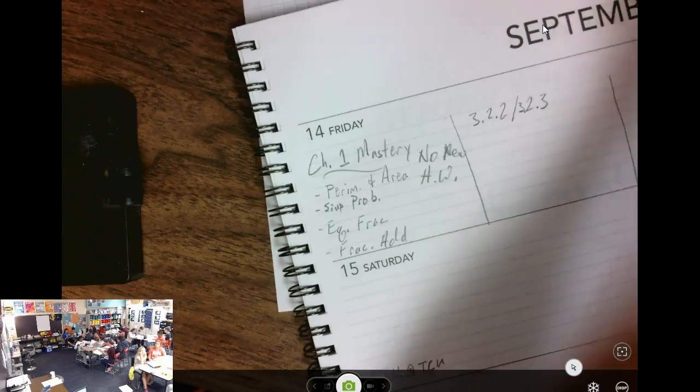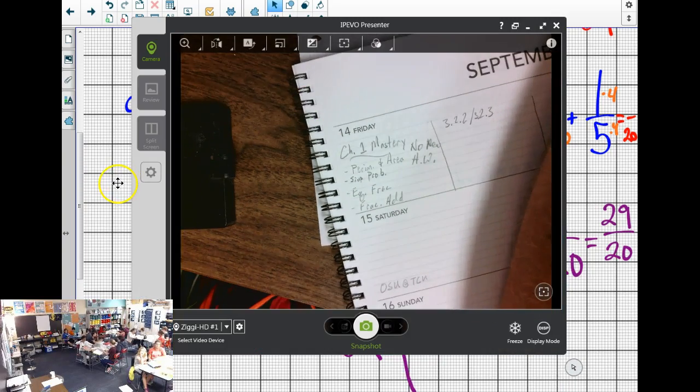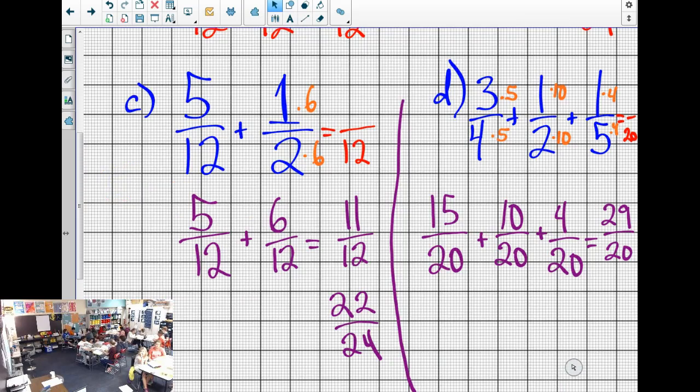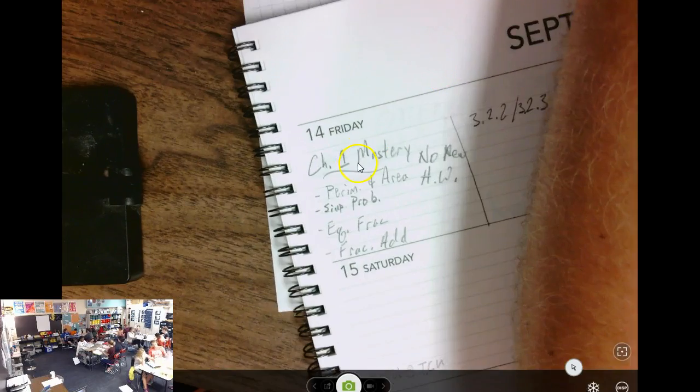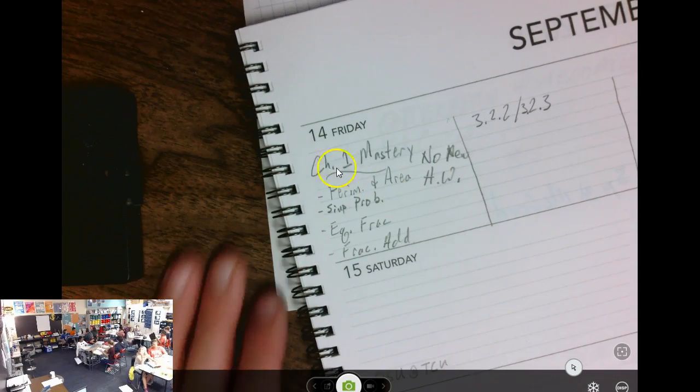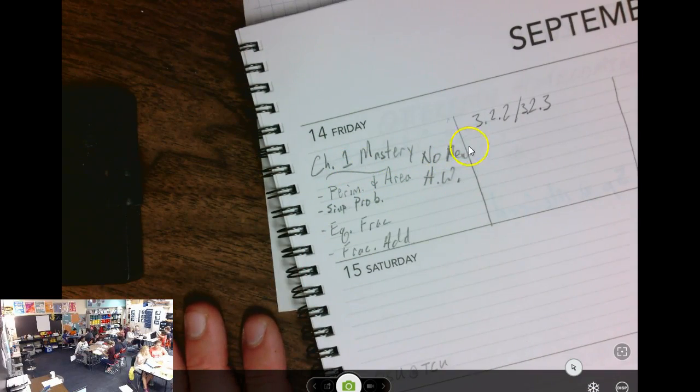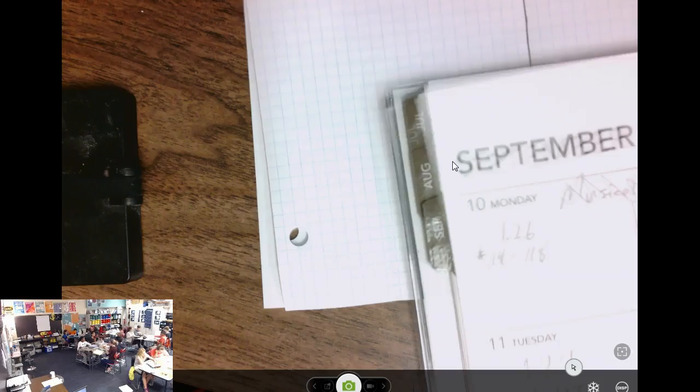Now you have 5 minutes that you can work on your homework. So you don't have to write all this. All you need is chapter 1 mastery, no new homework.